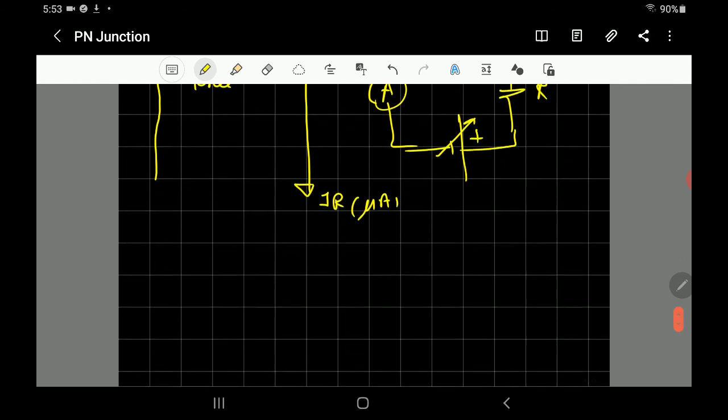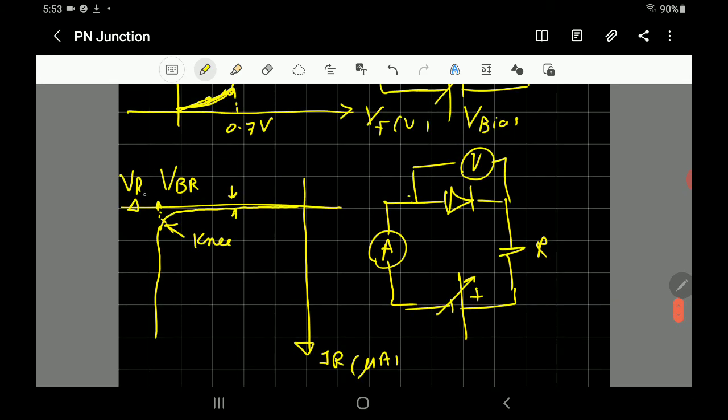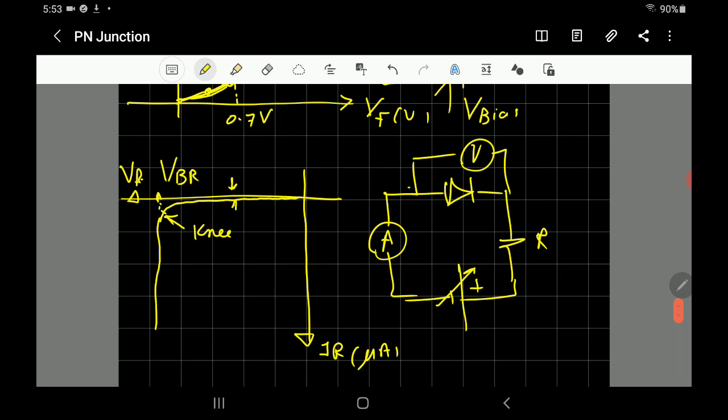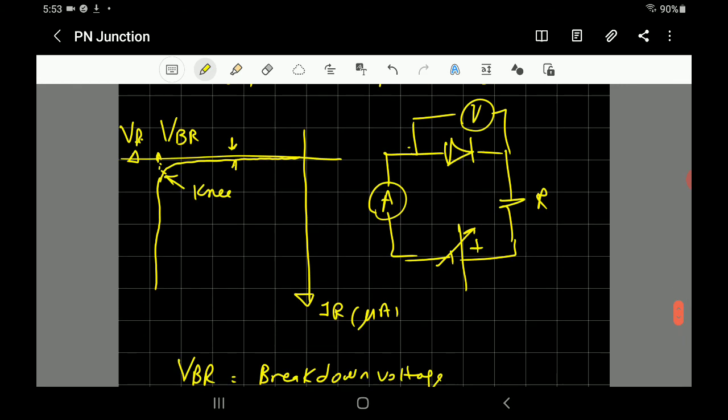VBR is the breakdown voltage. And IR will start to increase rapidly after we reach VBR. But VR, the voltage across the diode, is not increasing rapidly. You have to be careful with the diode because we do not want to reach this region or you're going to ruin the diode. So that's an important thing.